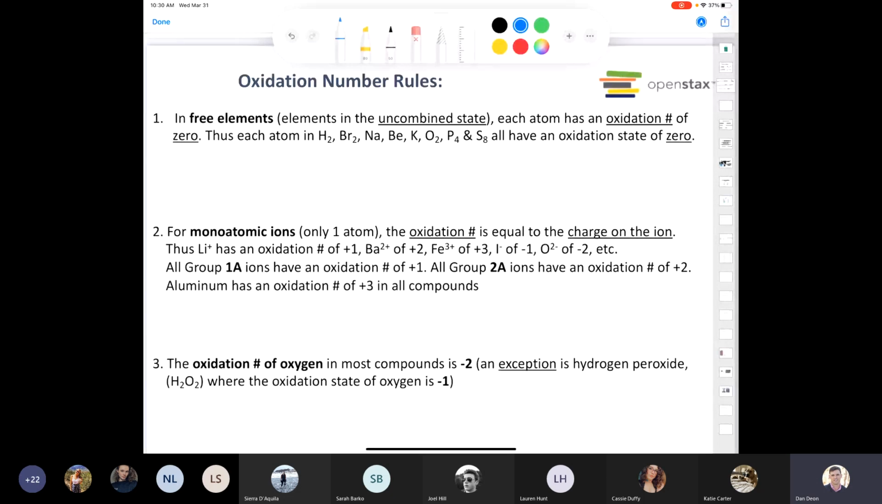And you have to know what the diatomic elements are. However you remember it, you need to know hydrogen, nitrogen, bromine, chlorine, oxygen, fluorine, iodine. You need to know that those are the diatomic elements. You should also be aware that phosphorus comes in packets of 4 and sulfur comes in packets of 8. And all the rest are just monatomic. So those all have an oxidation state of 0, so no charge.